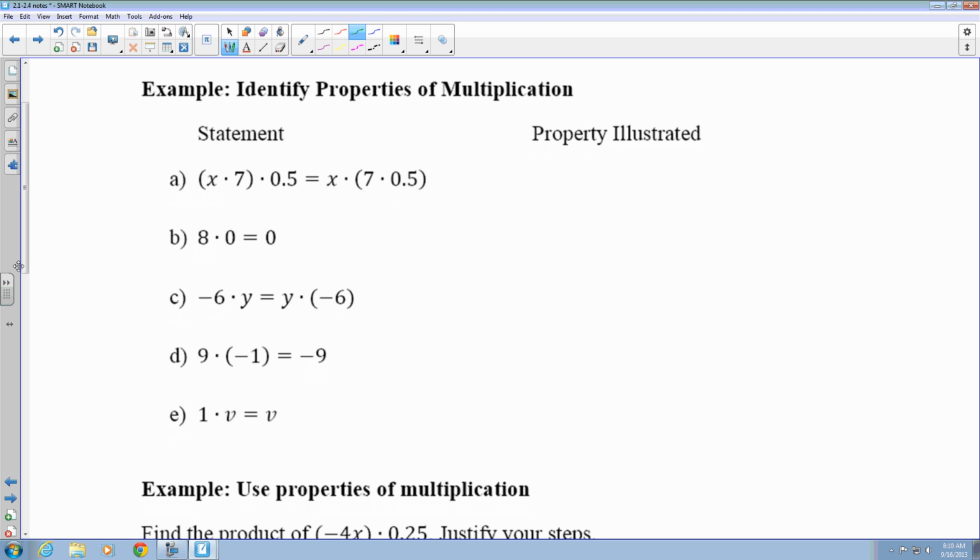Okay, now we're going to state which property is illustrated in each of our statements. First one, x times 7 times 0.5 is the same as x times 7 times 0.5. That was when our parentheses are moved around. That is the associative property. Eight times 0 is 0. Property of 0.